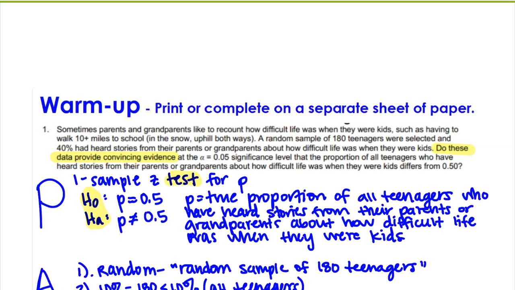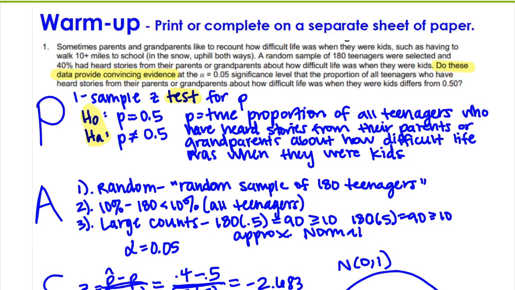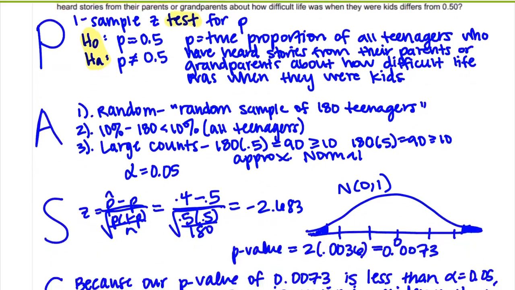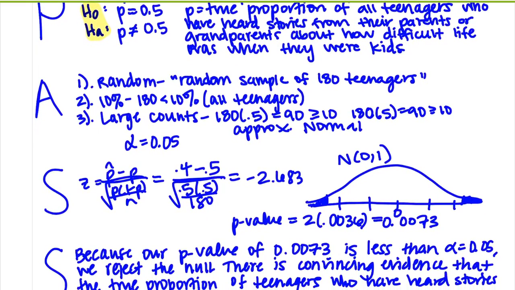So we have our P, parameter, procedure, hypotheses, and then we're doing the A, the conditions: random, 10%, large counts. Remember to use the P from the null hypothesis in the large counts because we assume that the null is true the whole way through. So we're assuming P is 0.5 and we're going to use 0.5 as our parameter for everything. And then we make the test statistic. We use the P hat from the sample for our statistic minus the parameter P from the null over the standard deviation using the P from the null. That gets you your z-score.